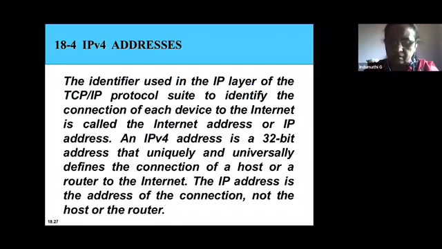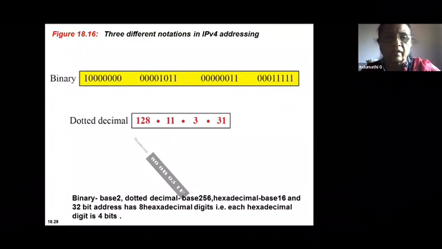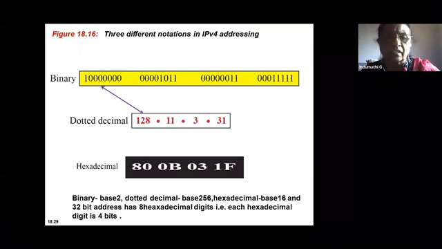Next, we have also seen what is address space in IPv4, version 4, which contains 32 bits, which can support more than 4 billion addresses. We have also seen the different notations in IPv4 addressing: how binary notation is represented, dotted decimal, and hexadecimal.